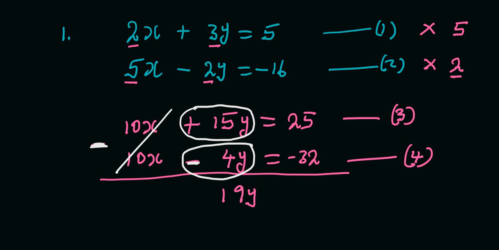Next is to do the right side. This is 25. 25 minus, referring to this negative sign here, minus negative 32. 25 minus negative 32, of course, is going to give us 57.